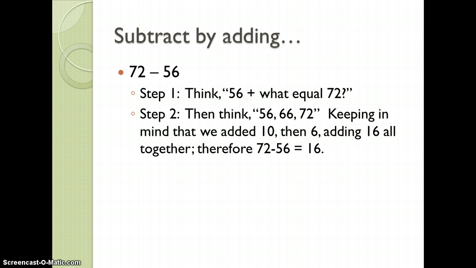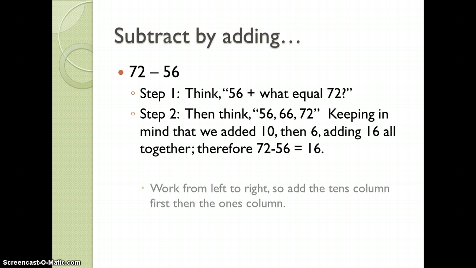So first we have 72 minus 56. Step 1, we're going to think, what is 56 plus what equals 72? So then we're going to think in our head, well, 56, 66, 72. Keeping in mind that we added 10, so 56 to 66 is 10. Then we added 6 from 66 to 72. Adding 16 all together, and therefore 72 minus 56 is 16.